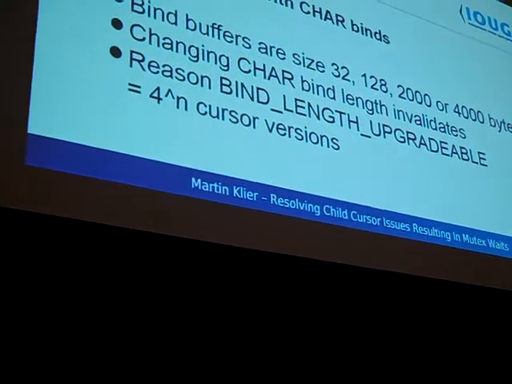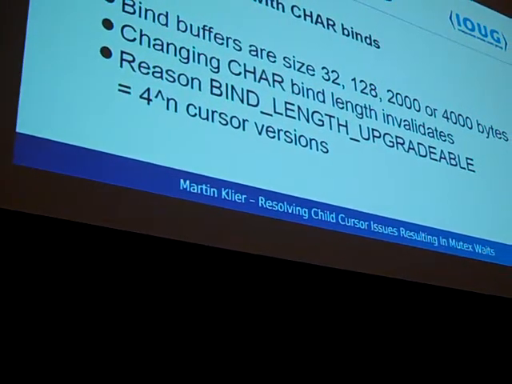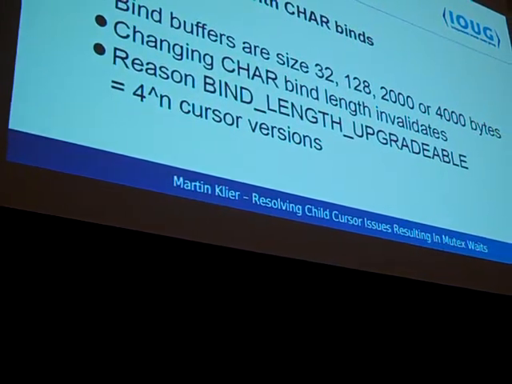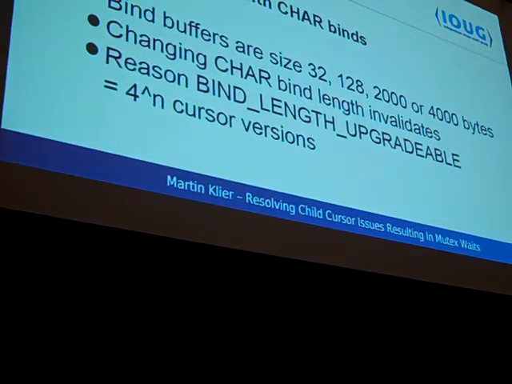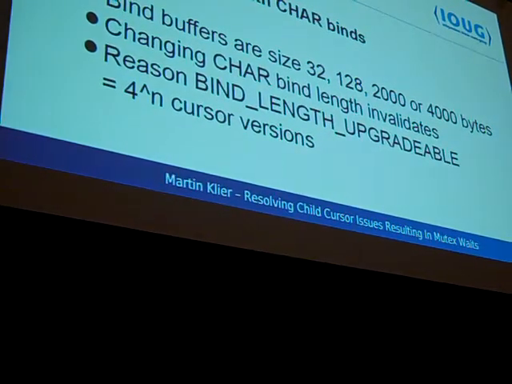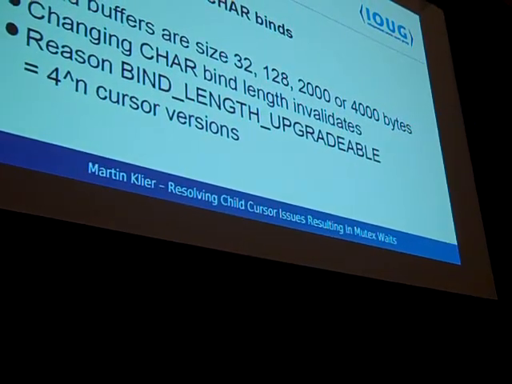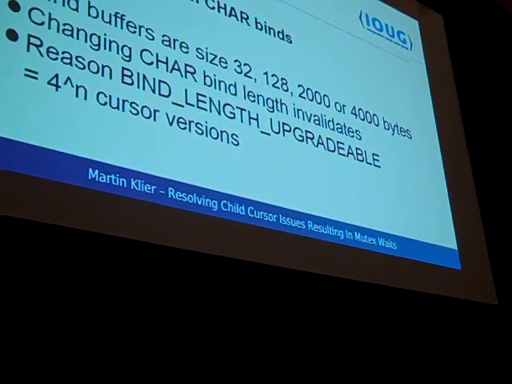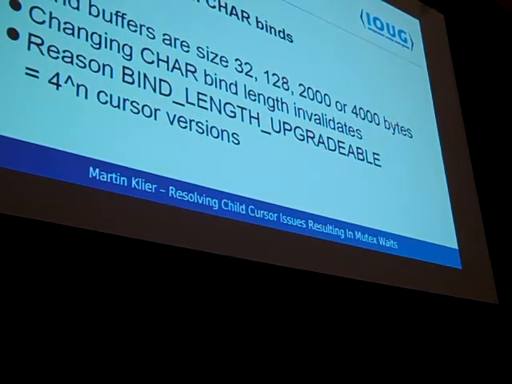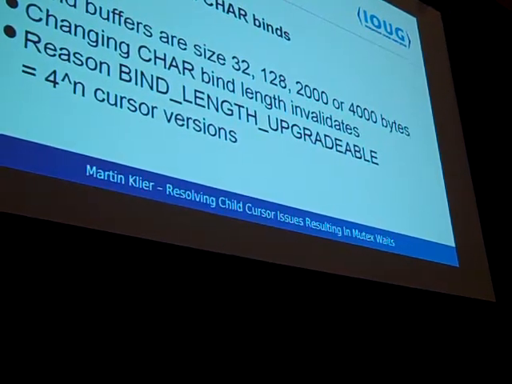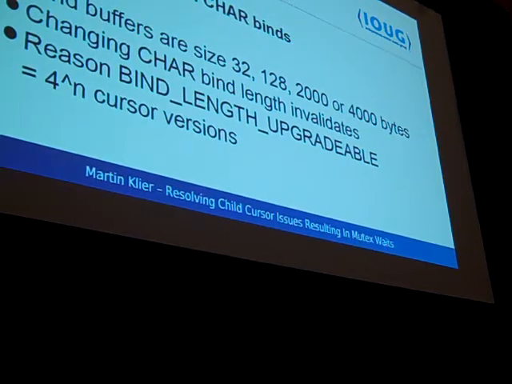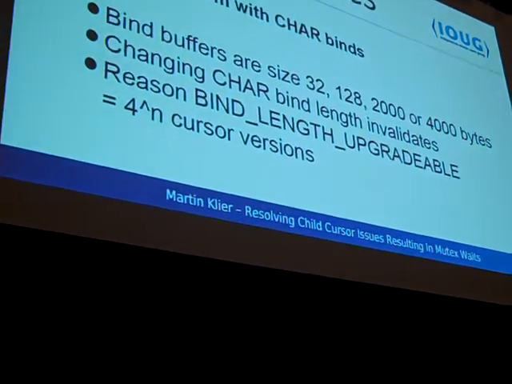Sad to say, there's a similar problem if you're using varchar bind variables. A bind variable is categorized. Bind buffer sizes are 32, 128, 2000, and 4000 bytes. If you are below a border, you are using this type. So if you are using 30 bytes for the first execution and 120 bytes for the second execution, you're invalidating the first cursor.